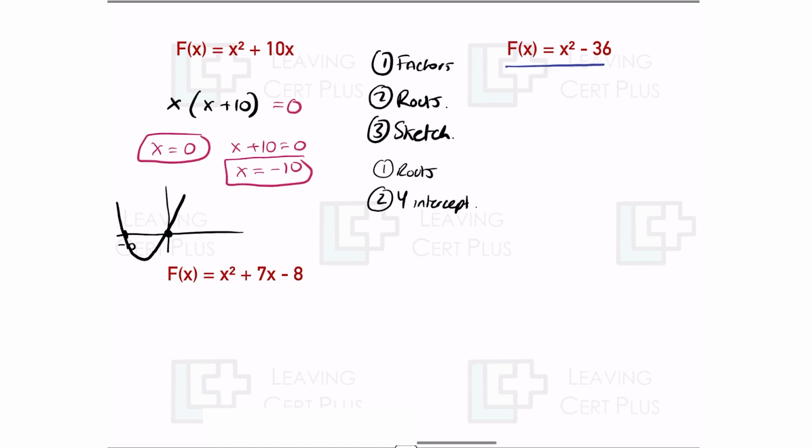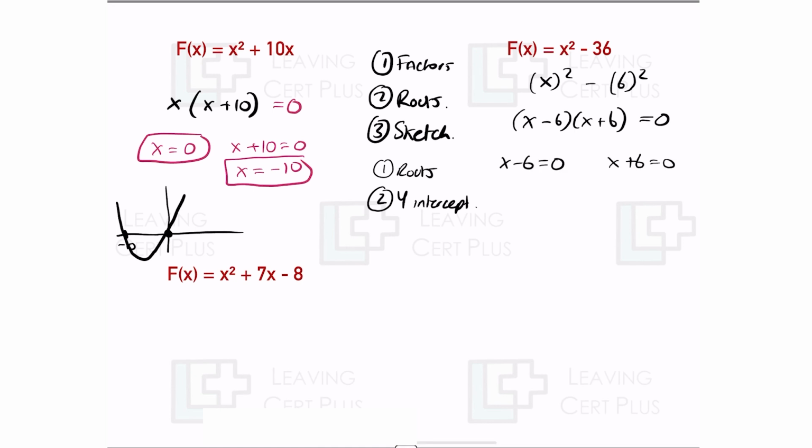So next one, we could factorize this by doing difference of two squares. So you could say that's x squared minus 6 squared. That's x minus 6 by x plus 6. And if I wanted to find the roots, I'd put this equal to 0 and then put each factor equal to 0. So these are factors. We put each factor equal to 0. And you'd solve that x is equal to 6. That's one root. And x is equal to minus 6 is another root. Now what is our y-intercept here? Our y-intercept is minus 36.